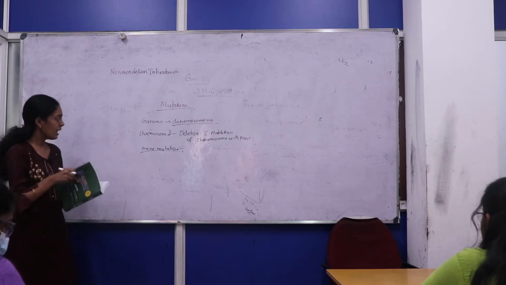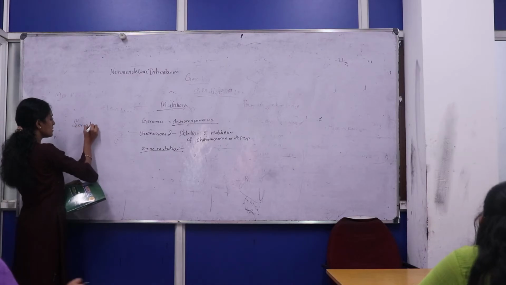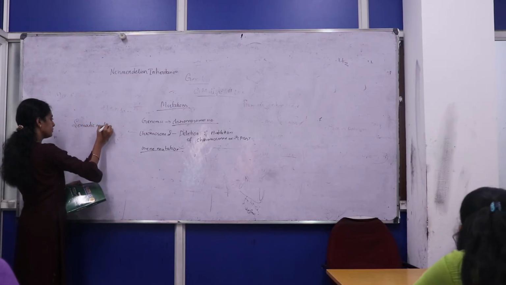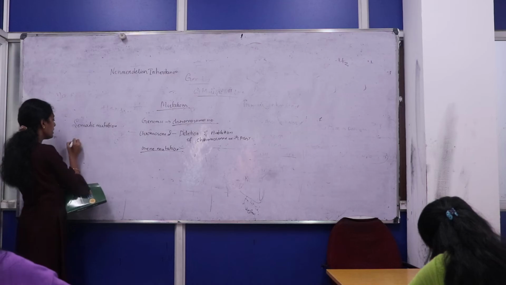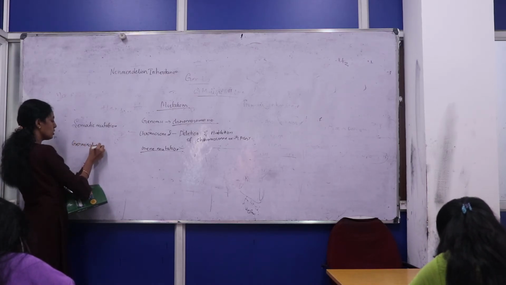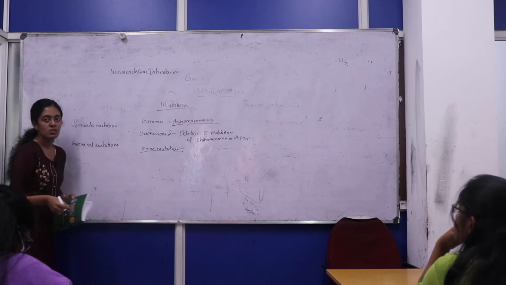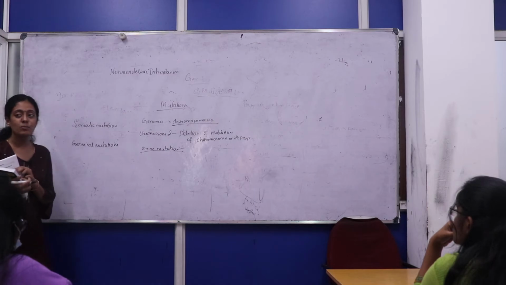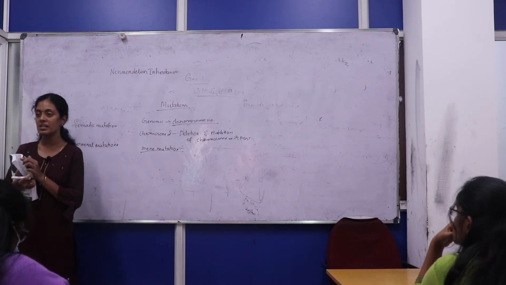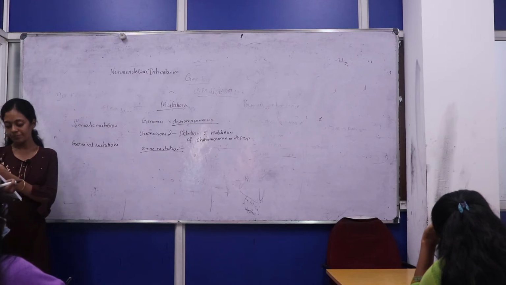And other comparison is you have somatic mutations and germinal mutation. Can anyone tell me what is somatic and germinal mutation? Somatic mutation happens in the somatic cells, germinal mutation happens in the reproductive cells, that is in your testes and ovaries.